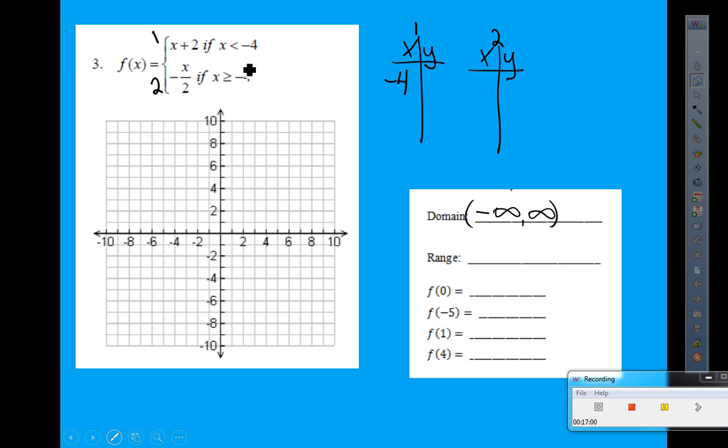Now, give me some numbers less than negative 4. And some numbers less than negative 4 could be negative 5 and negative 6. So now let's plug those in. Negative 4 plus 2 is negative 2. Negative 5 plus 2 is negative 3. Negative 6 plus 2 is negative 4.